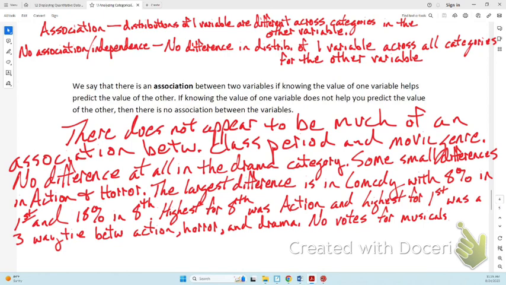So if there's an association, you see differences when you look at first period versus eighth period. There are differences. If you're saying no association, there's like sameness. Like whether you're looking at first period or eighth period, they look pretty similar. No difference. And that's what I'm trying to say with this if statement right here.